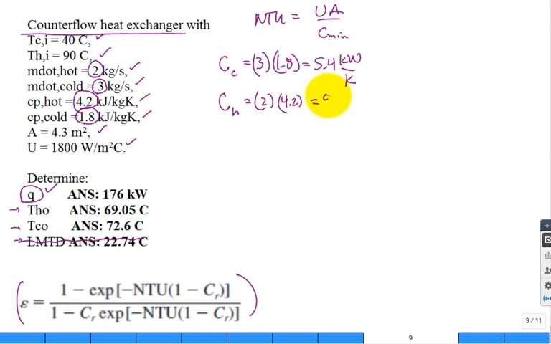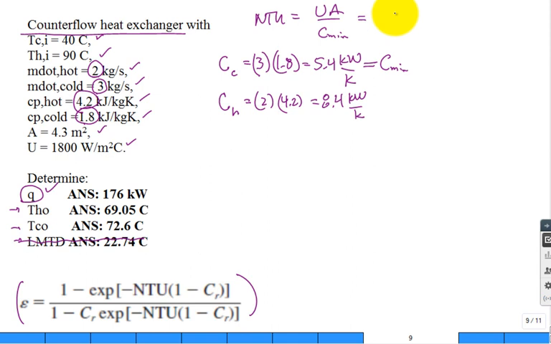So that gives us 8.4 kilowatts per Kelvin. The minimum is the 5.4 for the cold fluid. So now at this point I can calculate the number of transfer units.